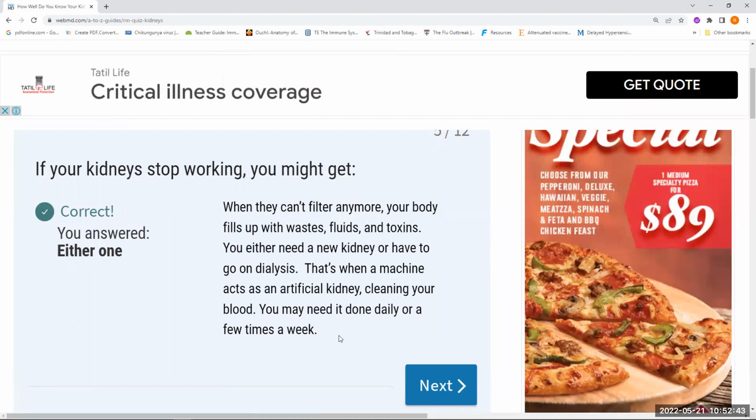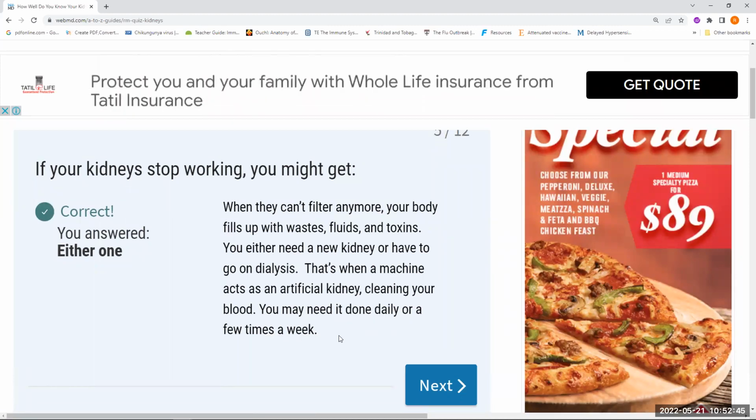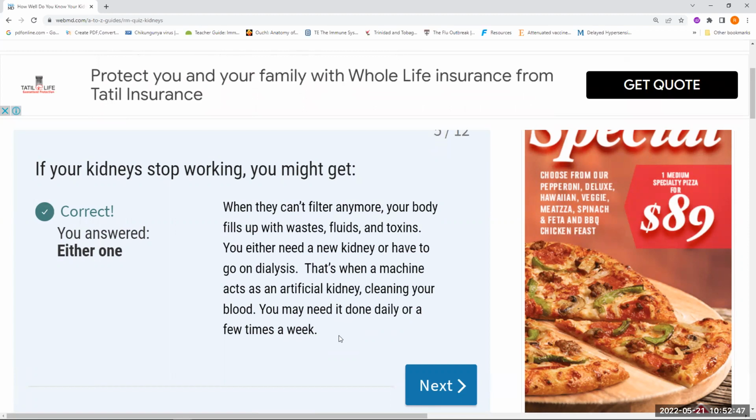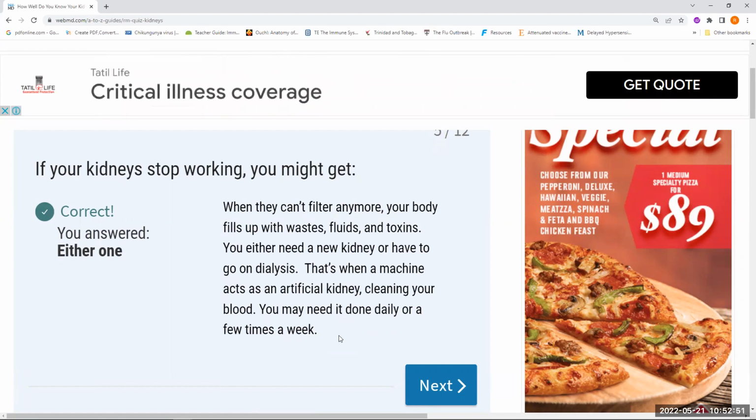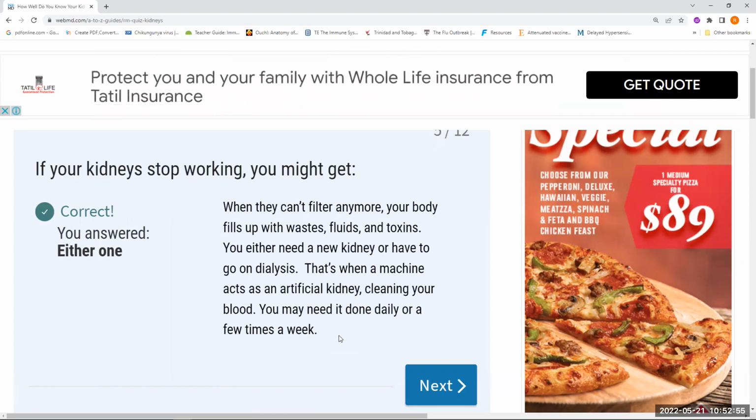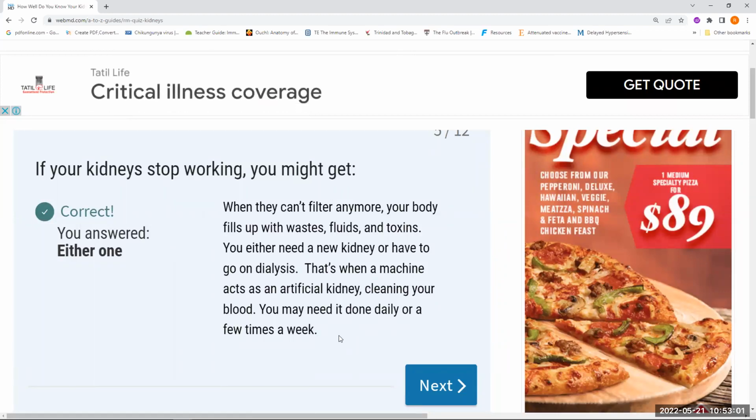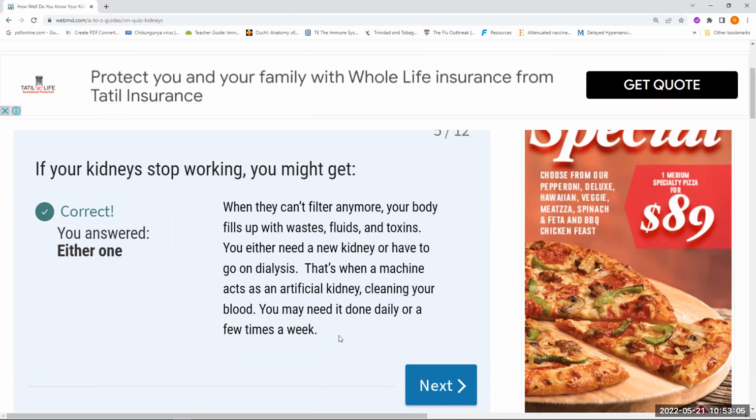Very good. When your kidneys can't filter anymore, these things build up. So you either need a new kidney or to go on dialysis. Does anybody here know of any relative or anyone who had to go on dialysis? I want to hear about how long they go and how frequently per week. Anybody who wants to share that information?